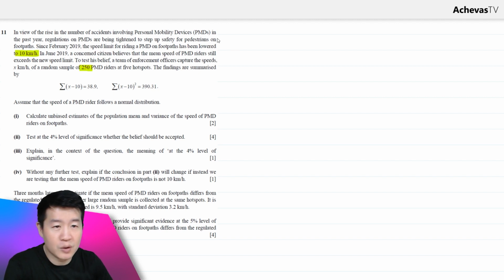So part 1, we are going to be calculating the unbiased estimate of the population mean and the variance. So part 1, the unbiased estimate of the population mean is going to be calculated by X bar. So this is going to be a summation of, since this is the way that the information is given, I'm going to use the formula that I've quoted in the Achevas theory outline under sampling theory. So it is this divided by n plus 10.